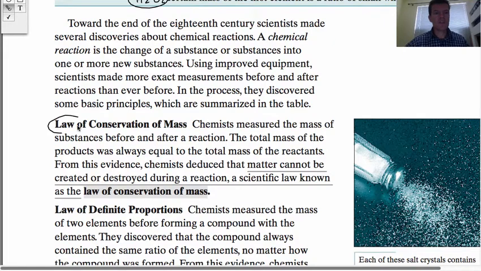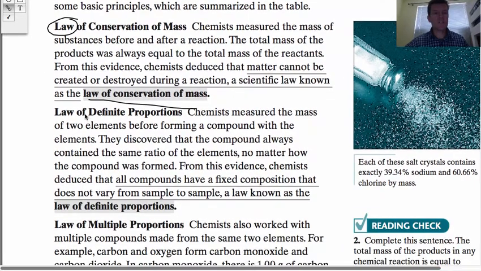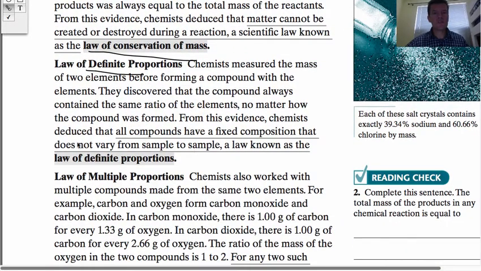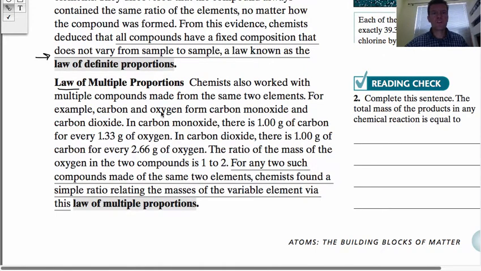so law of conservation of mass, as I mentioned right there, you can read about that. We already kind of went over it. Law of definite proportions, you can read about it right here. And then let's spend a little time on the law of multiple proportions because it's the one that's a little more confusing. All right. So again, this is where you have multiple compounds that are both made from the same two elements. In this example, carbon and oxygen.